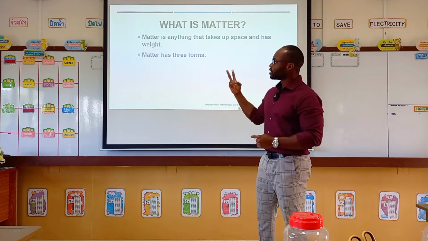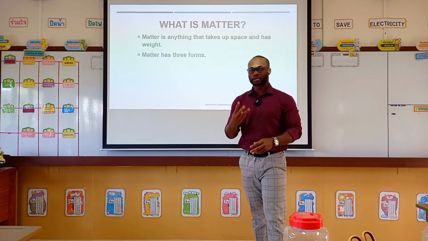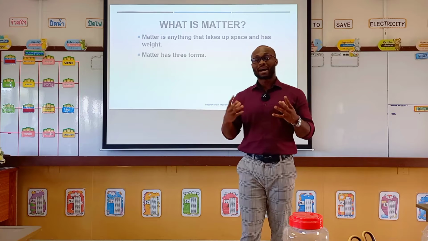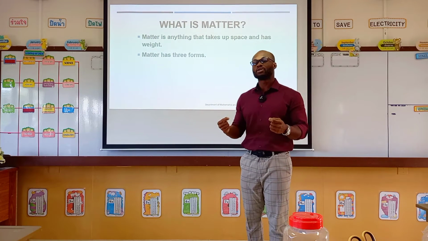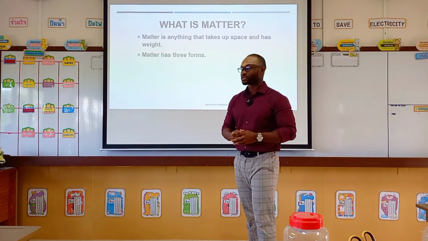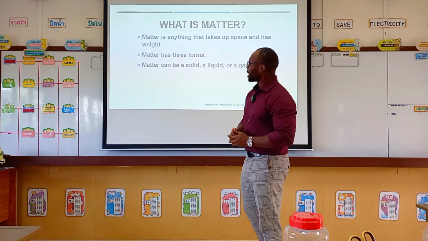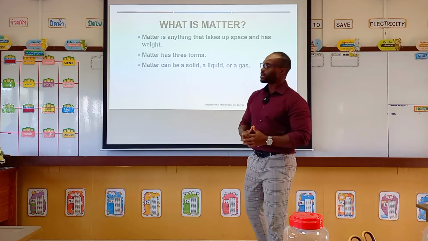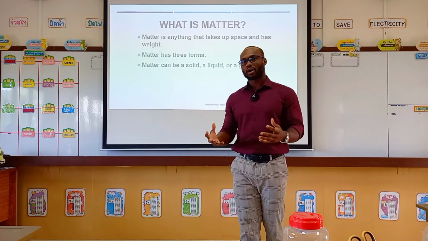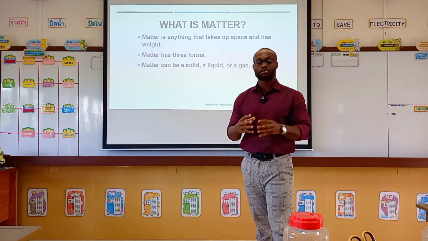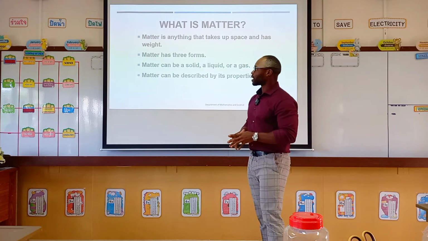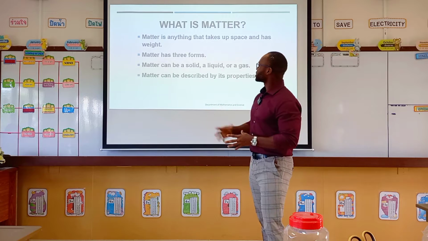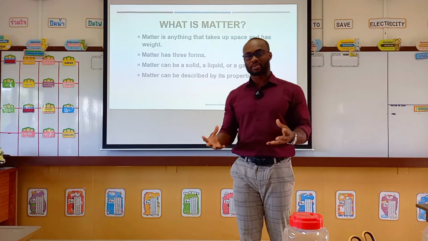That's the first one. Number two, matter has three forms, okay? So matter comes in three forms. And today, we are going to know the three forms. Third one, matter can either be solid, liquid, or a gas, okay? I'm going to take you through all of this in details. All right, number four, matter can be described by its properties.